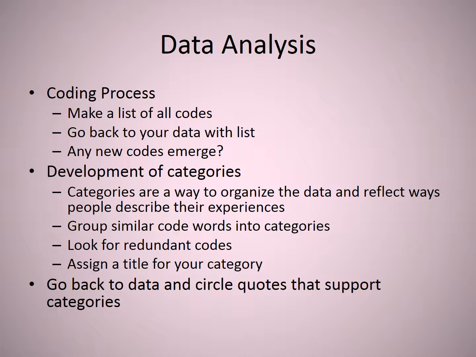Okay, something like that. Then you're going to go back to your data and maybe circle quotes that support the categories. Okay, circle, highlight, something like that. So, okay, we've identified these code words. The category that all these code words have something to do with is caring for oneself, caring for others. So now I'm going to go back to the interview data and see if there are really good quotes that back that up, of how important it was to care for other people.